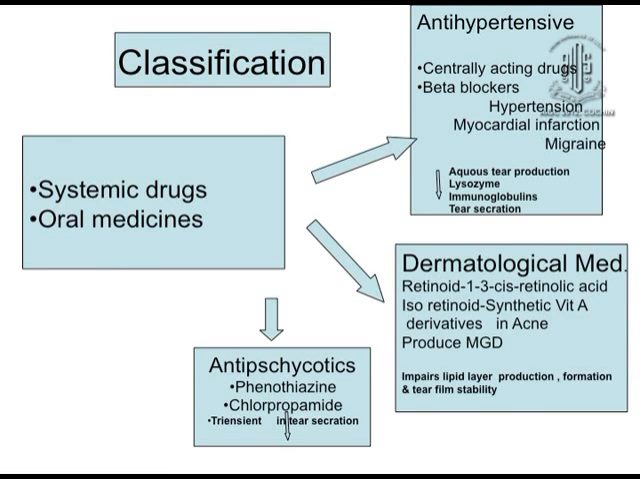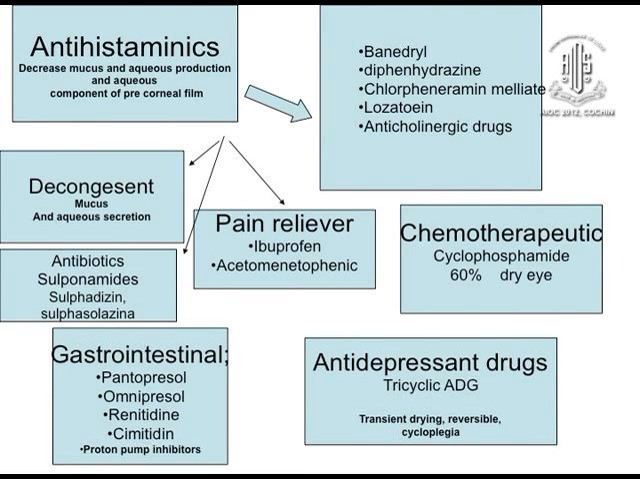Dermatological drugs, the retinoids, 13-cis retinoic acid, which is used in the treatment of acne, produce meibomian gland disease. The antipsychotic drugs like phenothiazine and chlorpromazine both have a tendency to produce transient dryness of the eye, and once the drug is stopped, within 2 to 3 weeks the patient gets back to normal tear secretion.